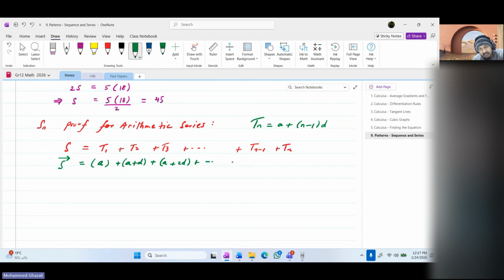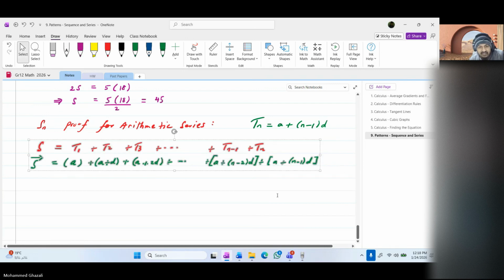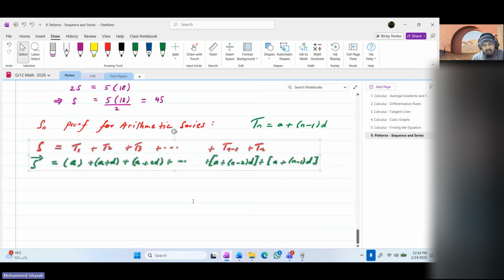plus dot dot dot. What's term n minus 1? a plus n minus 2 d, plus a plus what's term n, n minus 1 d. Now you have to know this proof, right? They can ask you in any exam. It's an examinable proof. Now, this was the forward sum.